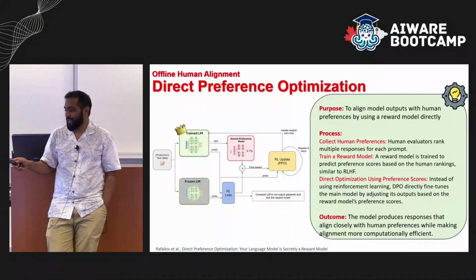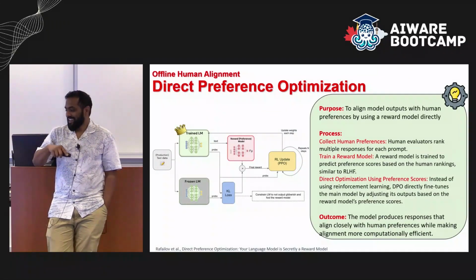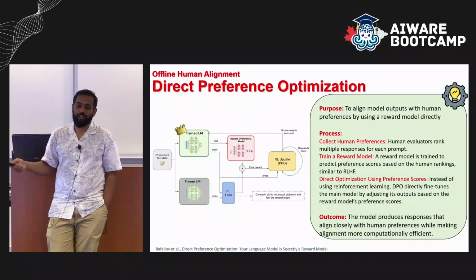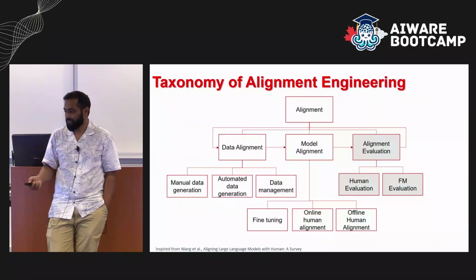DPO fine-tunes the main model by adjusting the outputs based on the reward model's preference scores directly. So this makes the whole thing more efficient, because we don't have a costly policy update anymore. We're directly using the reward model to compute our losses.